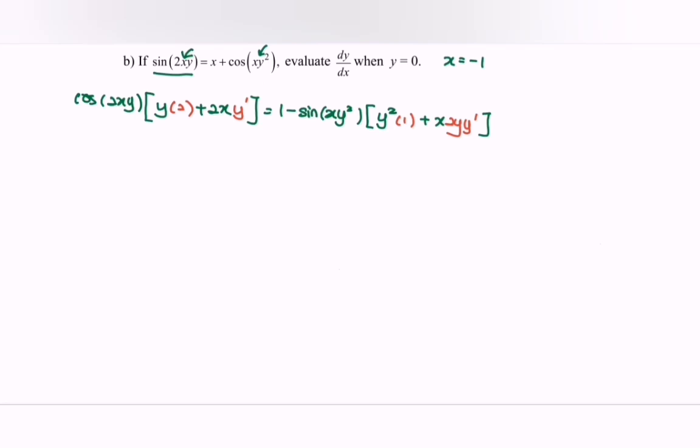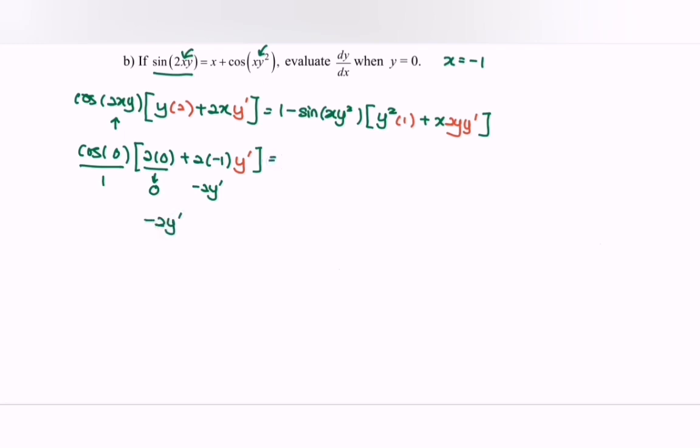So, to evaluate dy/dx, we substitute y equals 0 and x equals negative 1. For this part, if we substitute 0, we will have cos of 0. Continue: we have 2y, so 2 multiplied by 0, plus 2x, then y prime. Focus on the front part: here we will have 1, here we will have 0, and here we will have negative 2y prime. So in conclusion, for the front part we have negative 2y prime.